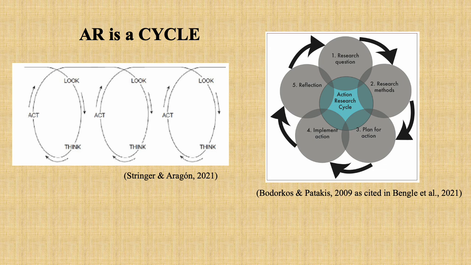The visual on the right contains the same process, but the steps are question, methods, plan for action, implementation, and reflection. Once completed, the cycle can begin again for another issue.